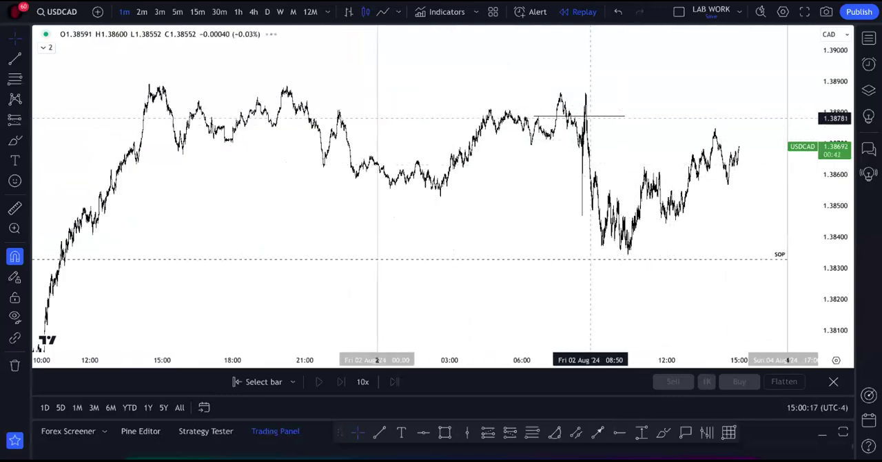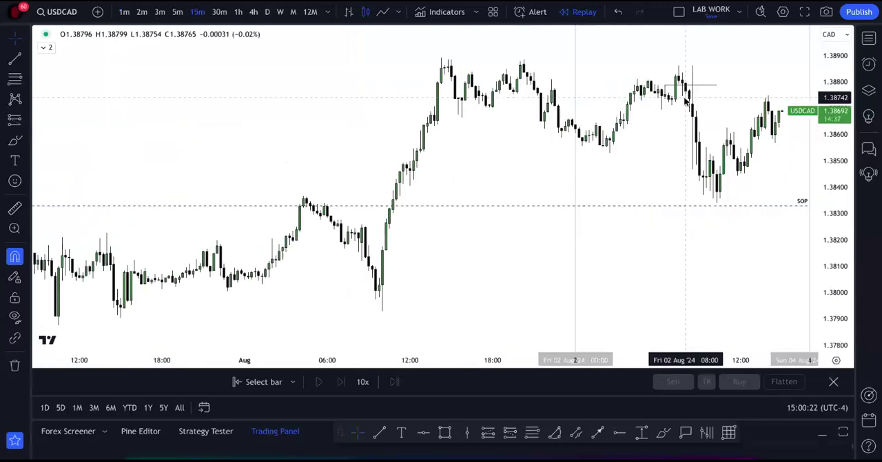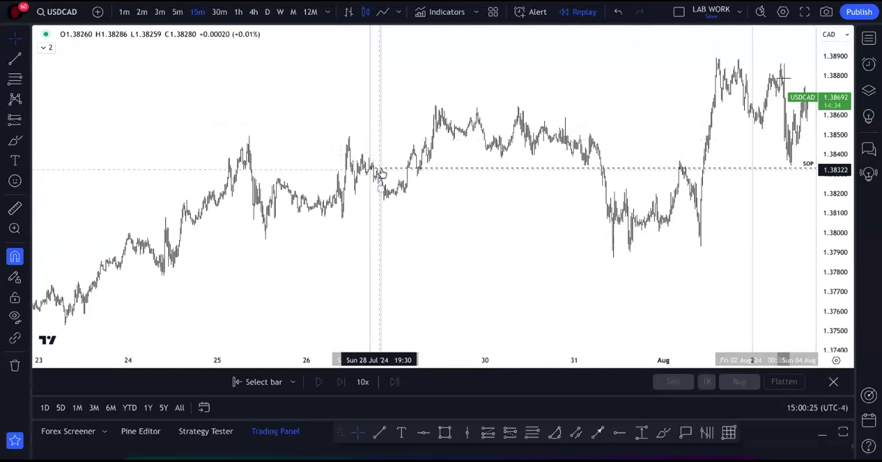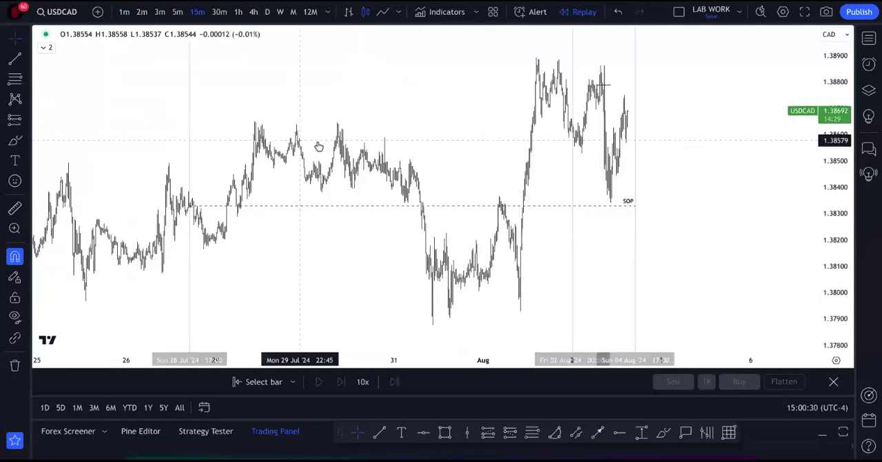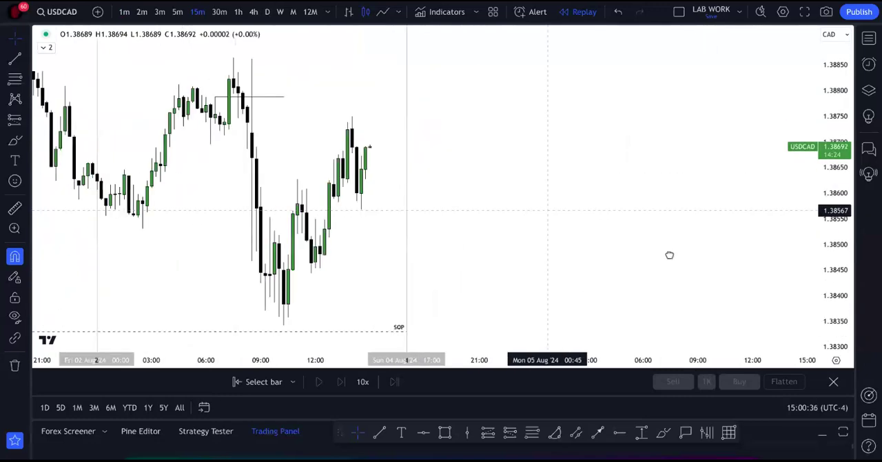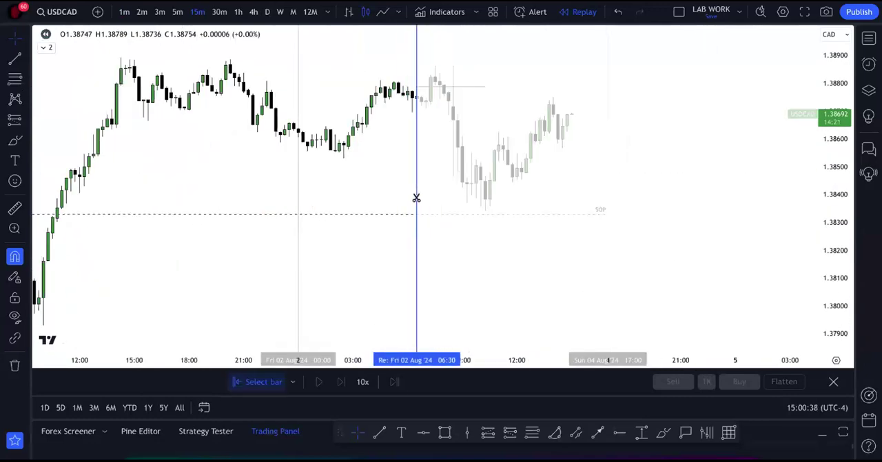NFP is clearly over here. Look at the whiplash, man. On a 15-minute time frame, you got Sunday's opening price here. We don't even need this line here. Take that off. That's Sunday's opening price, and this is Friday. This one day right here is Friday. Let's take a look at Friday. Let's go back right before 7.